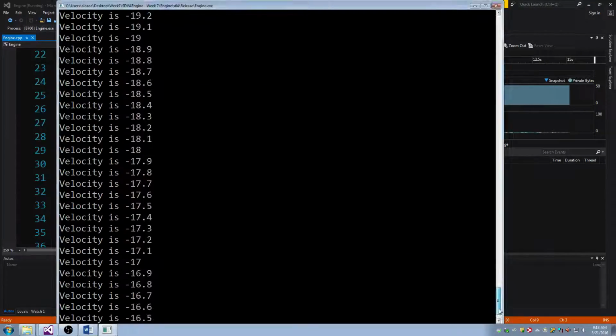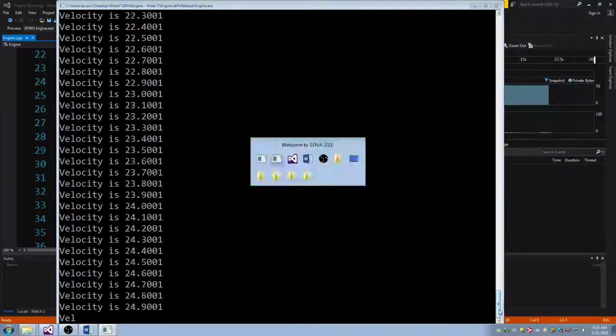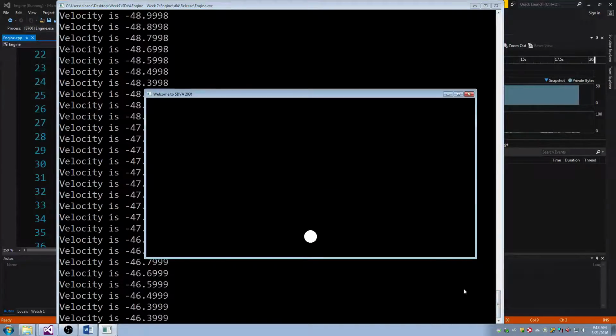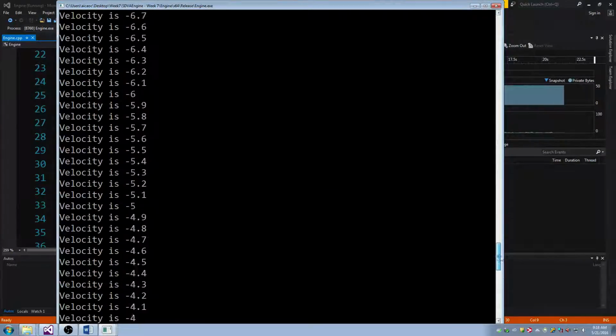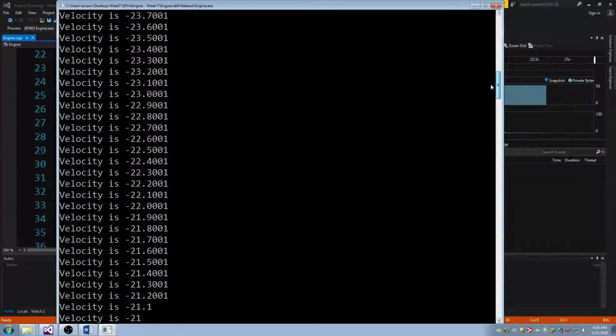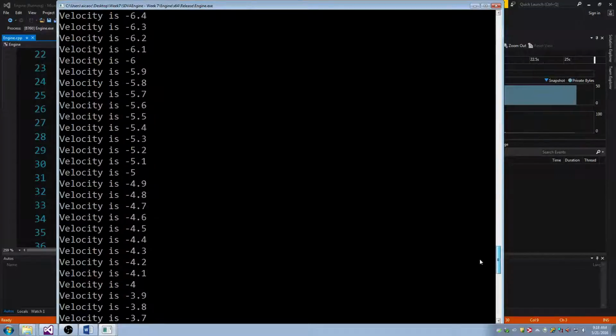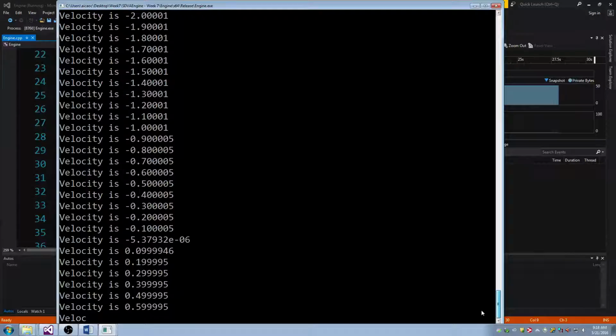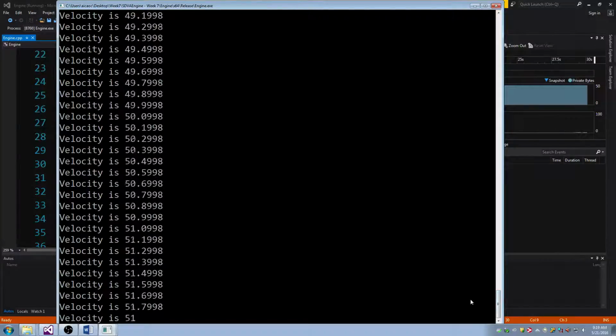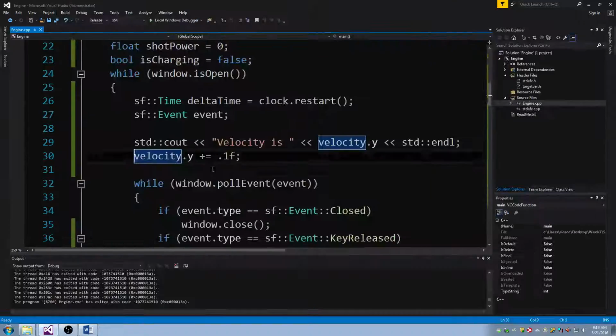And when it gets to the peak of the ball, basically the top of the apex here, it hits 0. So look, the velocity is negative 25, going up to 0, and then it starts going up again. That is all it takes for acceleration.